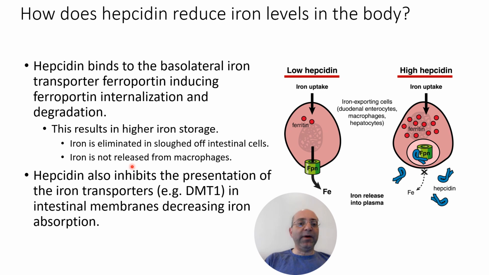فإذا كنا بنتكلم على intestinal cells راح يصير storage للإيرون inside these intestinal cells. They would die, they would be sloughed off, and elimination of excess iron. بالنسبة للإيرون would not also be released من الماكروفاجز. الهبسيدين برضه بيعمل inhibition للـexpression of the divalent iron transporters بالintestines وبالتالي راح تقل كمية الايرون and iron would also be eliminated.